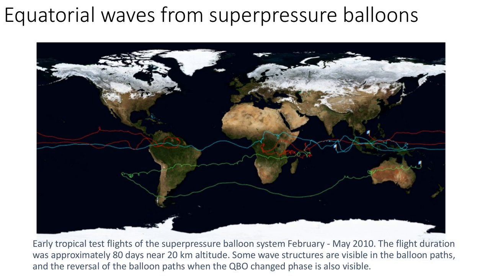these three lines that are shown on the globe here are paths from early tropical test flights of the superpressure balloons in 2010. It was in preparation for an Antarctic campaign. The flight duration was approximately 80 days, and the balloons were flying at about 20 kilometers altitude. And you can see that some wave structures are visible directly in the balloon paths.